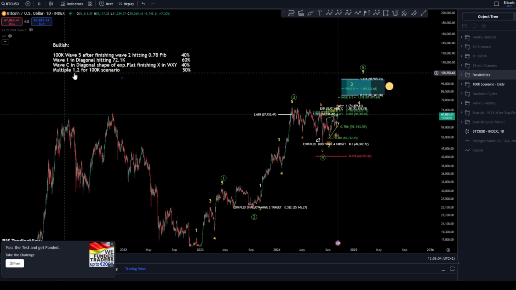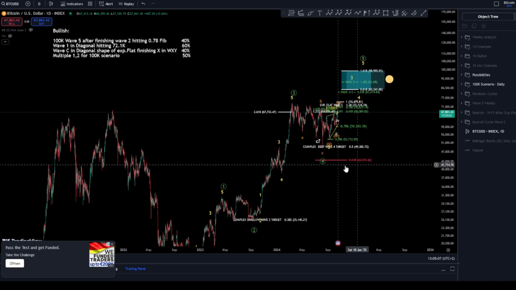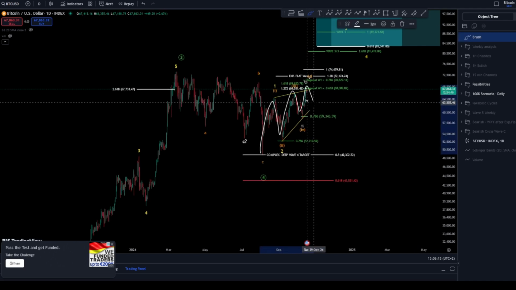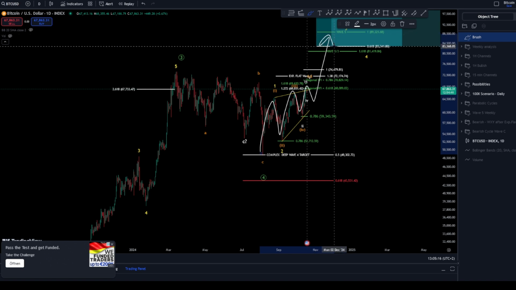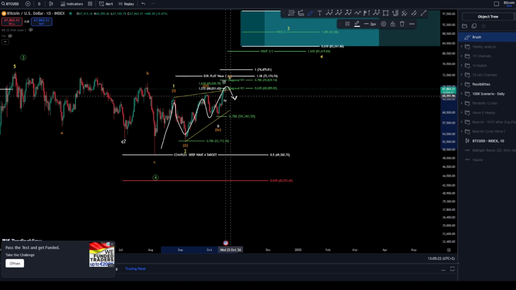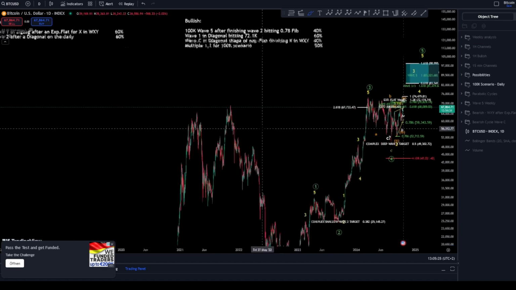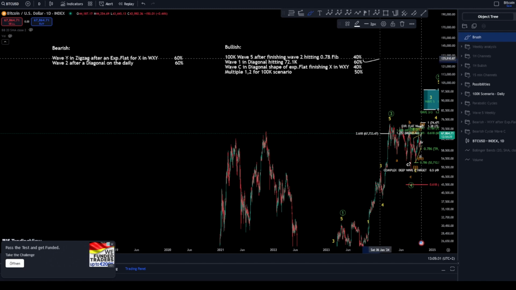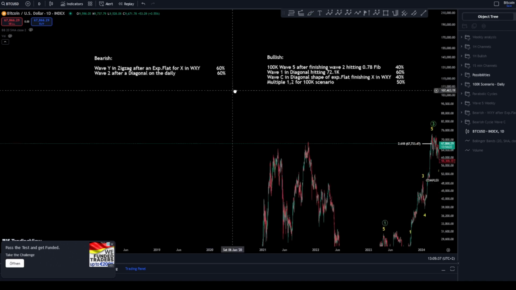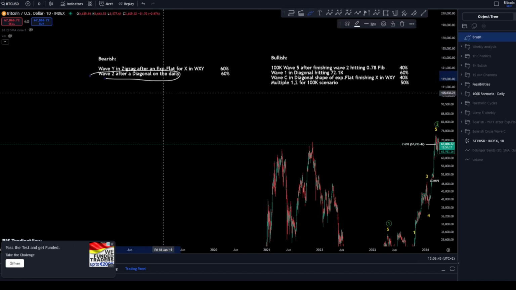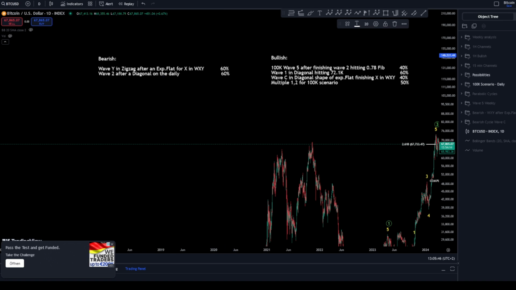So in the multiple 1-2-1-2 scenarios for 100K, if you have multiple 1-2-1-2-1-2, then you want to see a wave 3 towards the upside. Now even if you have a 1-2-1-2-1-2 triple 1, you need to see a move towards the downside for a wave 2. Therefore, the highest possibility in the bullish was this one, which is a diagonal of a wave 1. And now we are looking for a zigzag or a wave 2 in a diagonal.